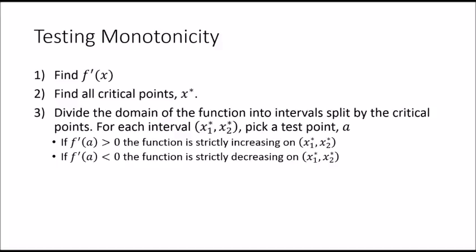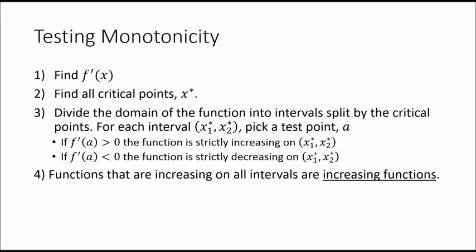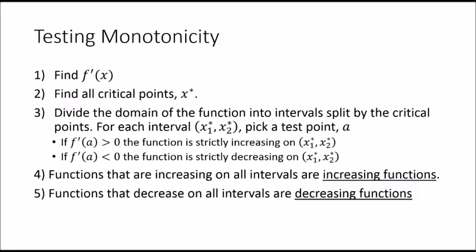It has to be inside of the interval. It cannot be an endpoint. And between the critical points, you're going to test whether the first derivative is positive or negative. And then you can conclude, based off of that single test point, that the function is increasing or decreasing over the entire interval. Functions that are increasing on all intervals we call increasing functions. Functions that are decreasing on all intervals are called decreasing functions. So this is a good time to do this because the process that you use is very much related to the process that you use to find local extrema.